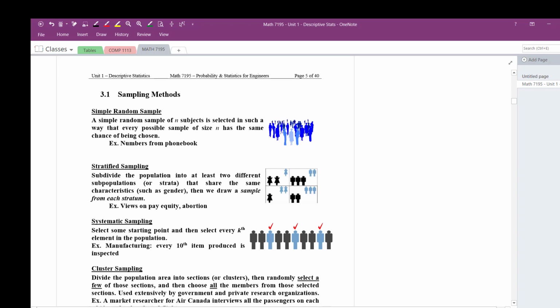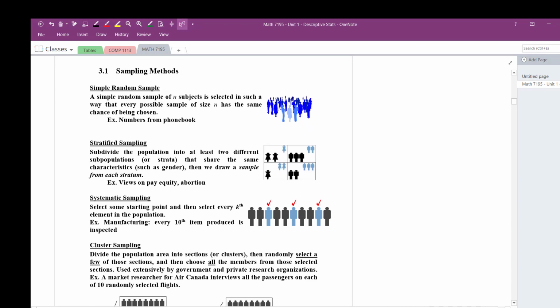I mentioned that we had different sampling methods. The most common one is the simple random sample, essentially where everybody in the population has an equal chance of being picked. This is drawing names from a hat or picking numbers out of a, what's a phone book anymore? I must have stolen that from a textbook. That is one of the more preferred methods of sampling if you can achieve it.